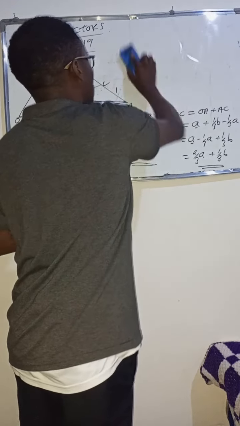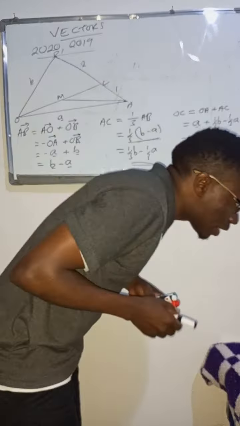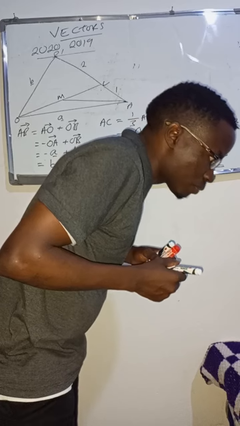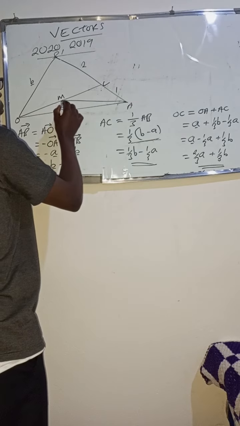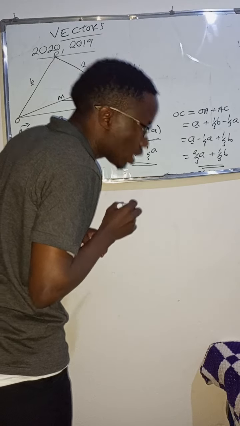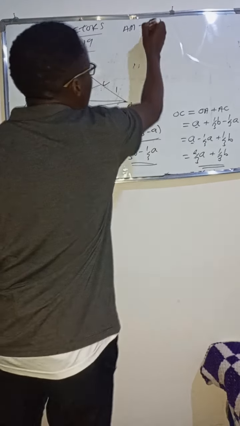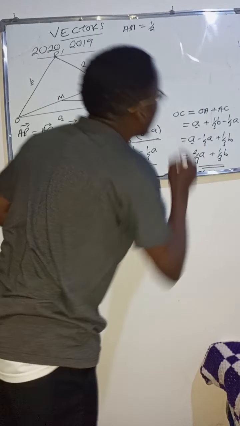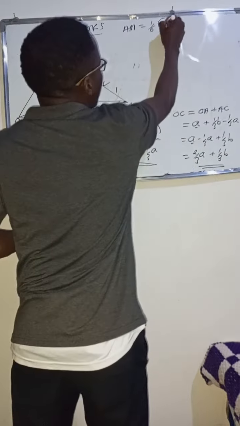Okay, I'll write it from the top here. So this one says, given that M is the midpoint of OC, show that AM is equal to 1 over 6, okay, 1/6 of B minus 4A, like that, right?